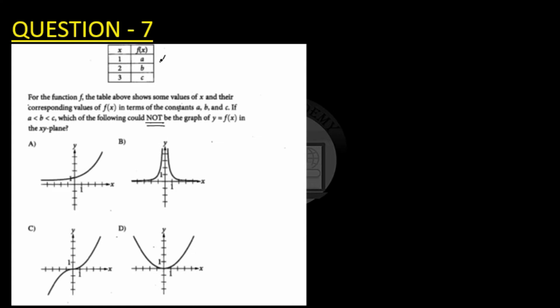Now let us look at this table. What do we see? That x is 1, x is 2, x is 3, and we see that the value of f(x) is increasing. Correct? At 1 it was a, at 2 it became b, b is greater than a, at 3 it became c. So it's definitely an increasing function. So what do we see? This is an increasing function from x is equal to 1 to 3. This is an increasing function for x is equal to 1 to 3, and this is also an increasing function from x is equal to 1 to 3.